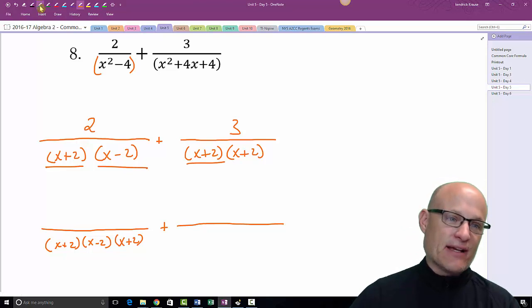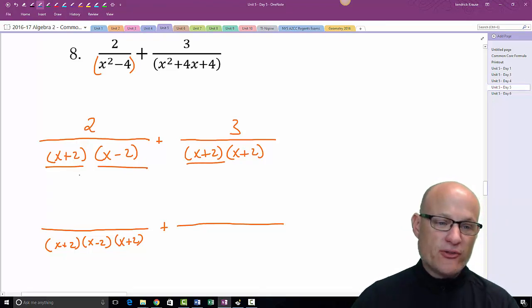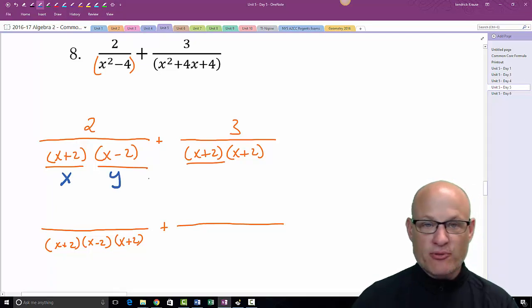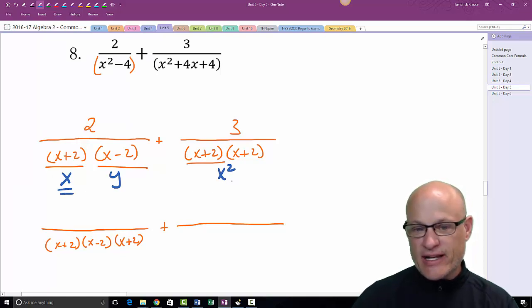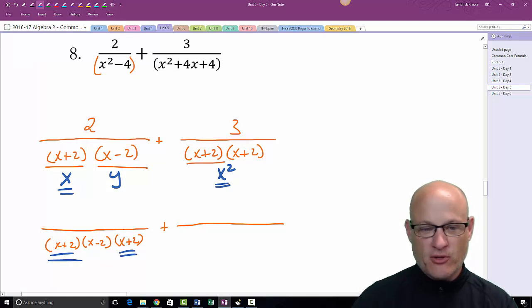Think about it like this. If this was an x and a y, because they're completely different terms, and this here would really be x plus 2 times x plus 2. Since x plus 2 is x, this is really x squared. So I really need an x squared in the denominator. I have an x. I need an x squared in the denominator. That's why I need 2 of these babies, okay? So my common denominator is x plus 2, x minus 2, x plus 2.